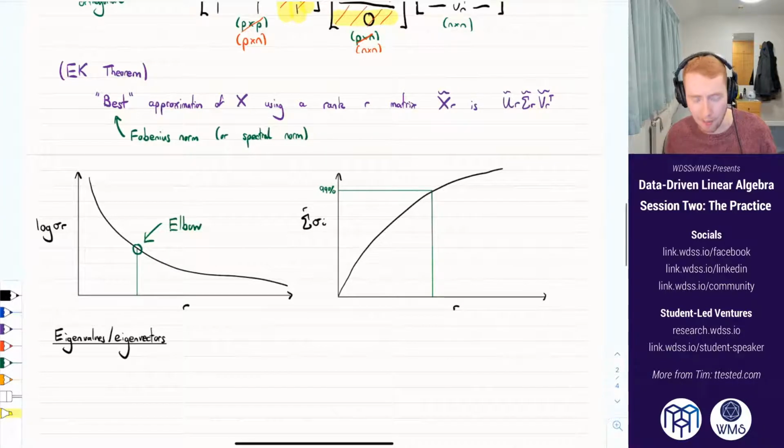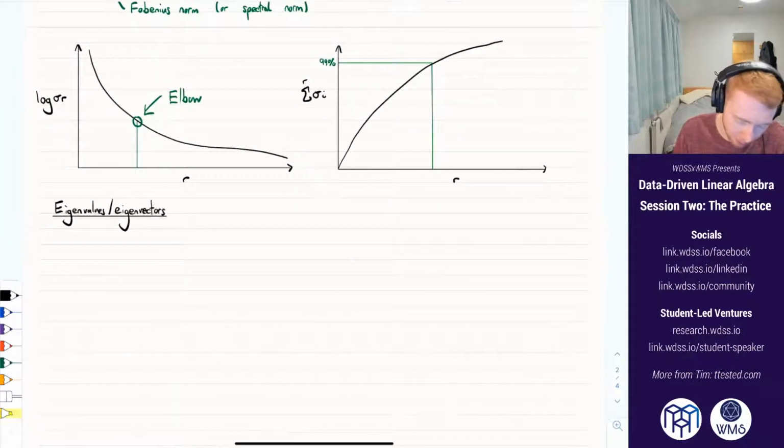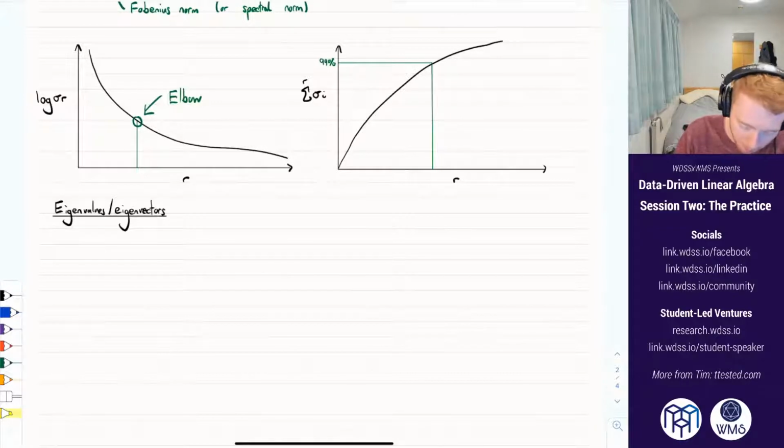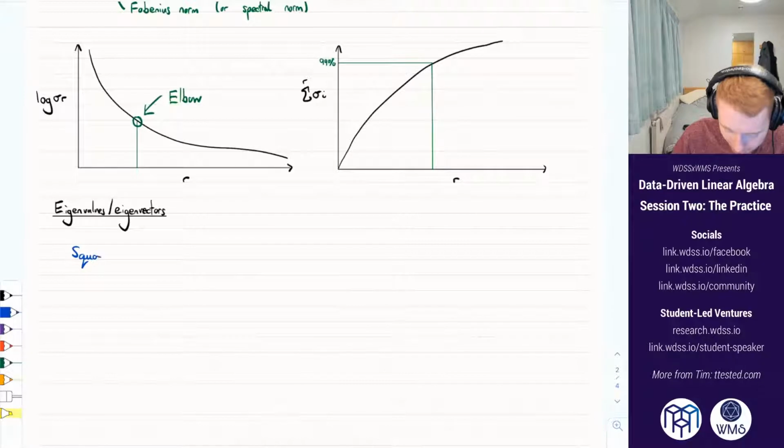So, eigenvectors and eigenvalues. Let's start with the definition. If we have a square matrix A, eigenvalues and eigenvectors only exist for square matrices.